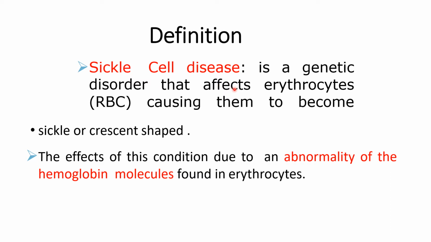Which blood cell does it affect? It affects the erythrocyte. What is the shape of RBCs in sickle cell disease? Sickle or crescent shaped. Why does the RBC become sickle or crescent shaped? It is due to abnormality of the hemoglobin molecule that is found in the erythrocytes.